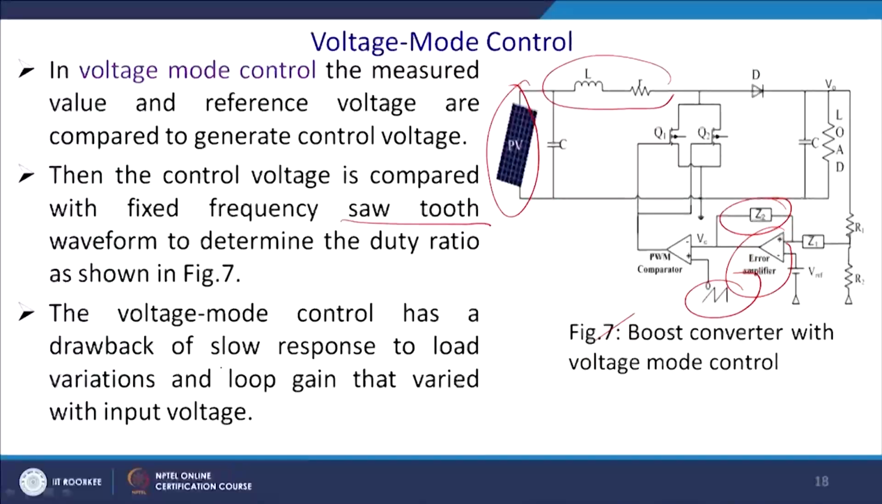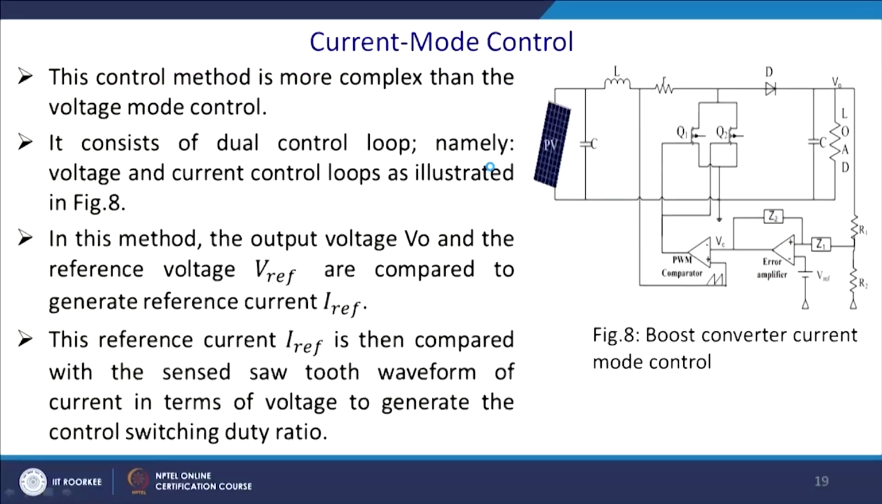So, the voltage mode control has the drawback of slow response to the load variation. Since this capacitor will be there, it will change slowly, it will not act fast, and the loop gain varies with the input voltage. If the voltage on the input side is varying, then there is also a problem with this control.